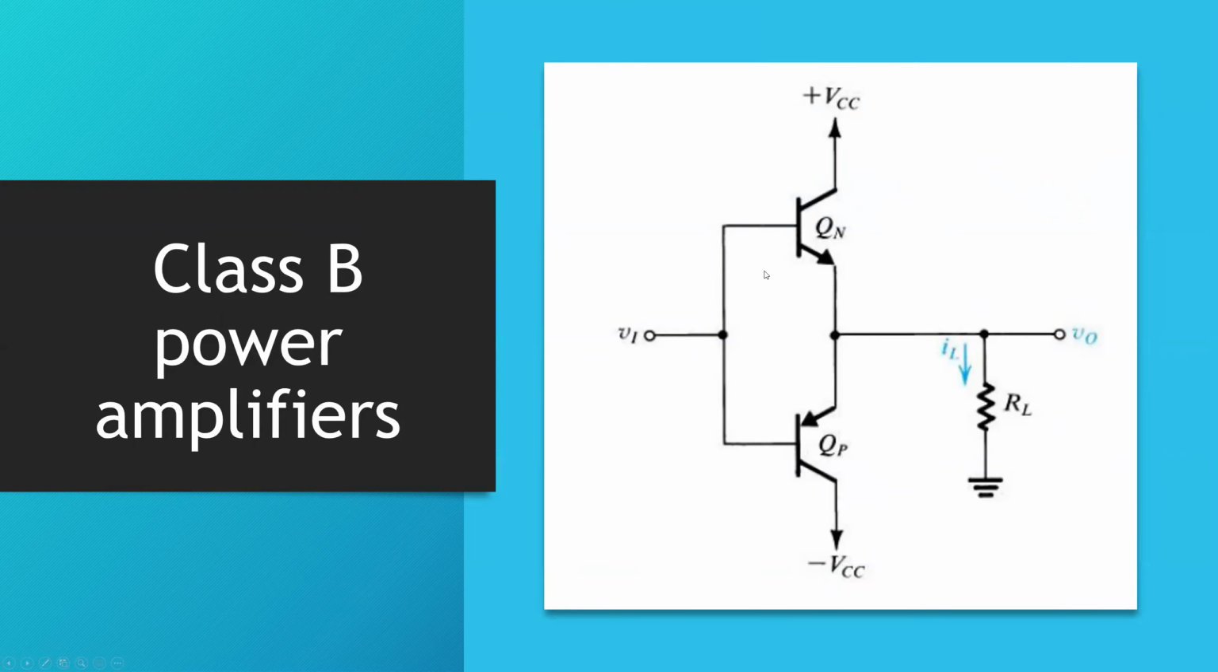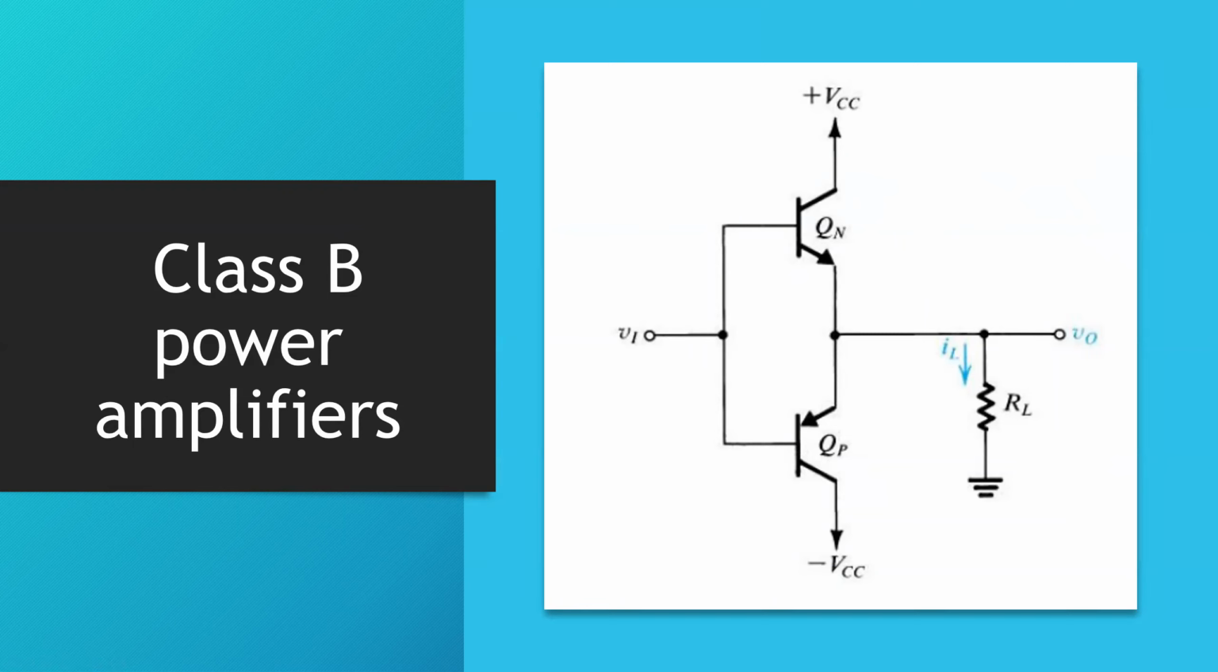So for this transistor to work, it needs at least about 0.7 volts at the input for it to reach the active region and conduct current. And for this transistor to work, it needs about minus 0.7 volts for it to activate. So this will make us have a good conduction angle, which is, as mentioned before, 180 degrees.